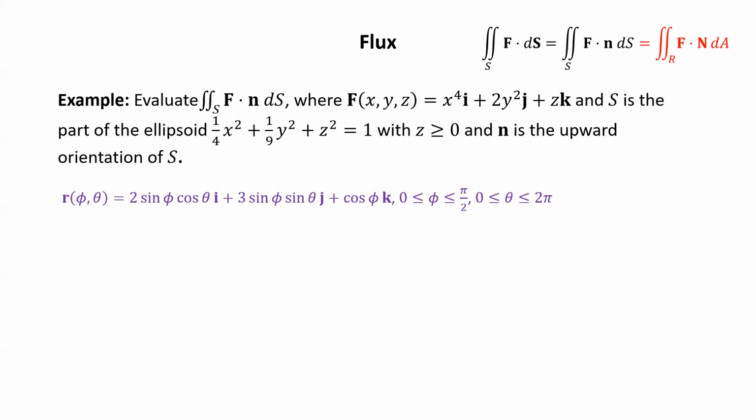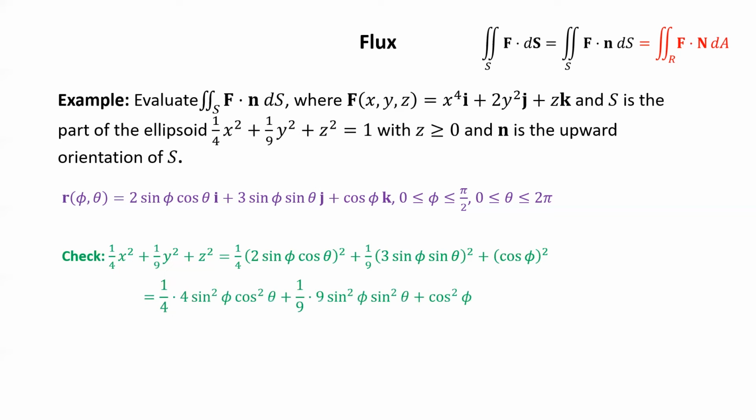Now let's just quickly check that the parametrization that we just defined actually satisfies the equation of the ellipsoid. So 1/4 x squared plus 1/9 y squared plus z squared, substituting in 2 sine phi cosine theta for x, 3 sine phi sine theta for y, and cosine phi for z, we get 1/4 times 4 sine squared phi cosine squared theta plus 1/9 times 9 sine squared phi sine squared theta plus cosine squared phi, which is sine squared phi cosine squared theta plus sine squared phi sine squared theta plus cosine squared phi.